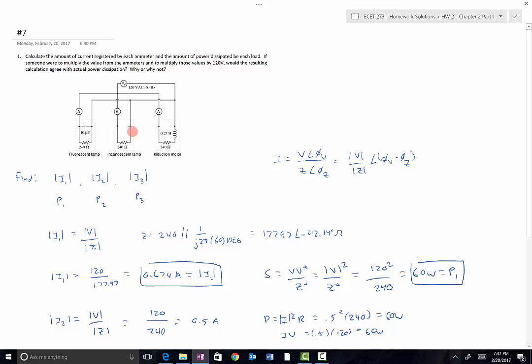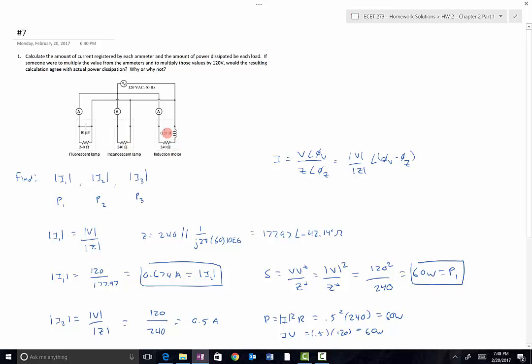For the incandescent lamp, there's only one element. All of that current is flowing through that element, and all of that voltage is applied across the terminals of that element. So for this case, multiplying the voltage by the current does give you the resistive power dissipated by that incandescent lamp, since all of that is going through there and it's purely real.